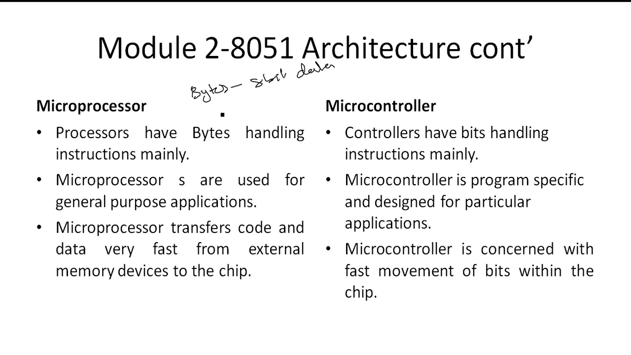In a microprocessor, bytes of data are flowing from external memory to the chip. Here, fast movement of bits is concerned. So these are the points to be memorized if they ask you about the difference or comparison between the microprocessor and the microcontroller.